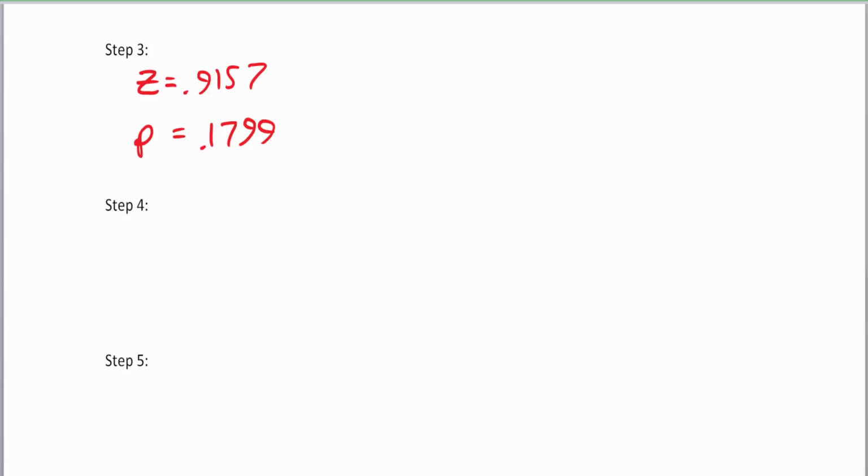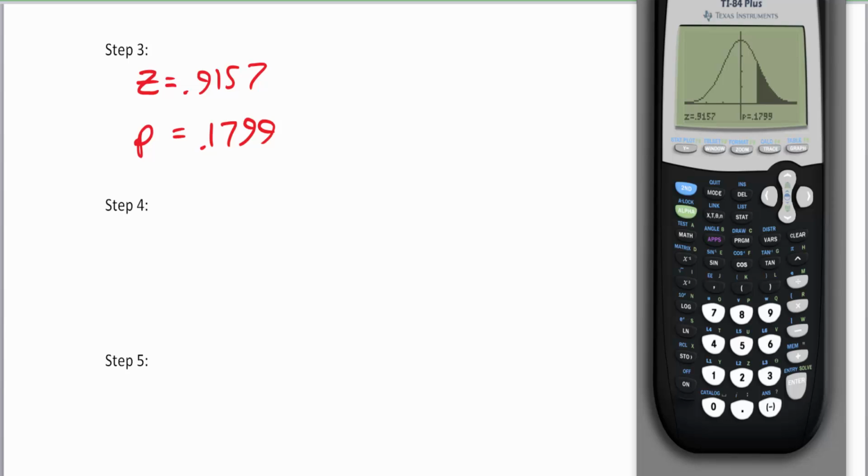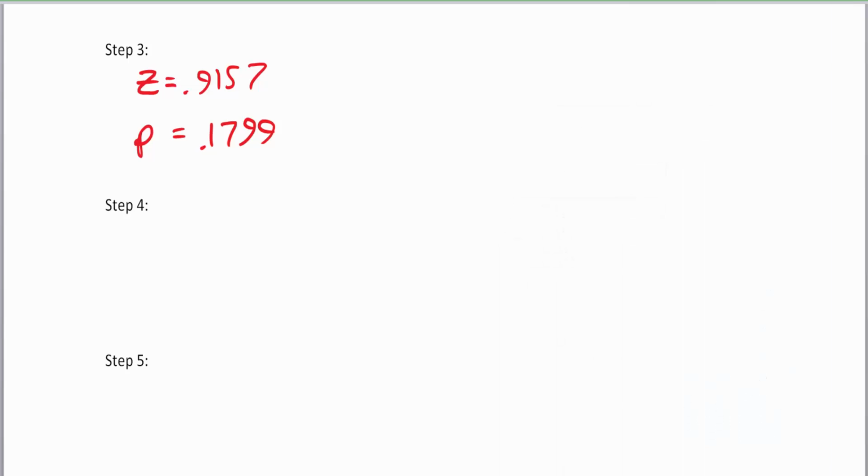Now what's nice about choosing the draw function is that we not only see the values we need for step 3, but it also gives us the picture we need for step 4. So we're going to take a look at this picture. Beautiful z-curve. And we're going to have 0 in the middle, which is 0 standard deviations away from the norm. And that middle line means that there is no difference between the two averages, or the two brands.